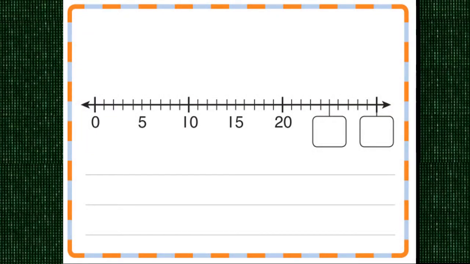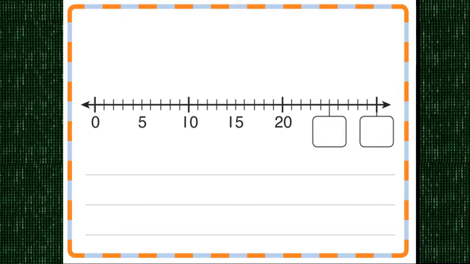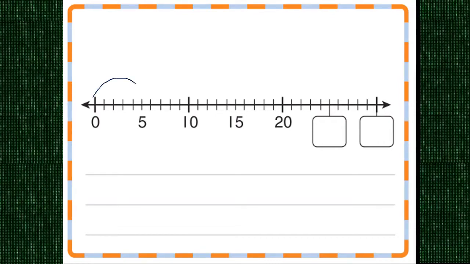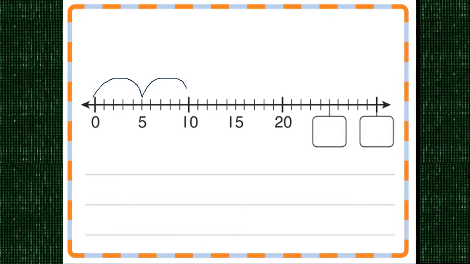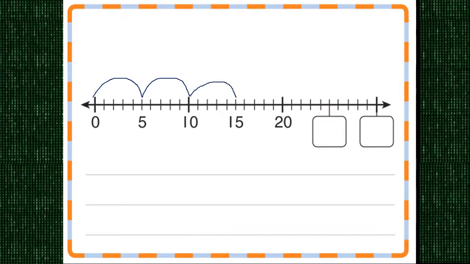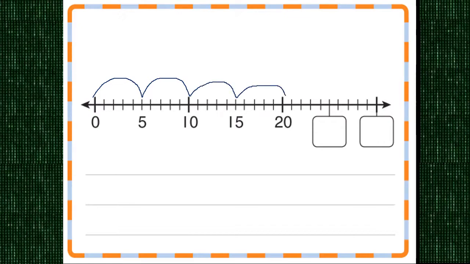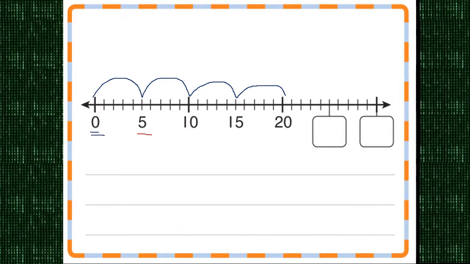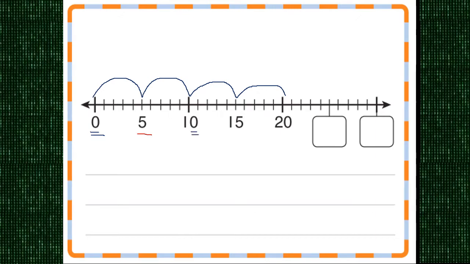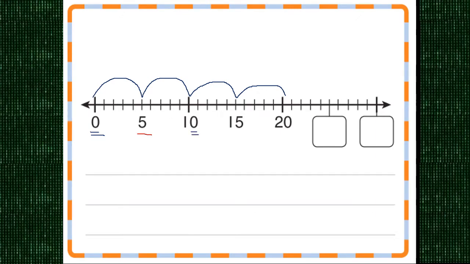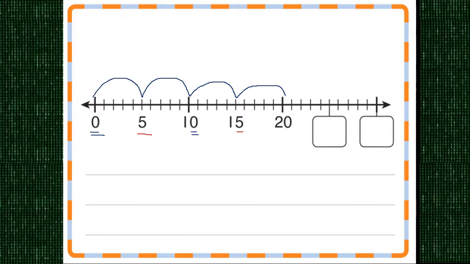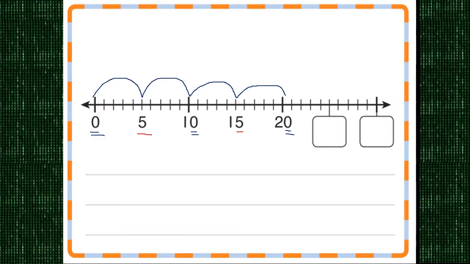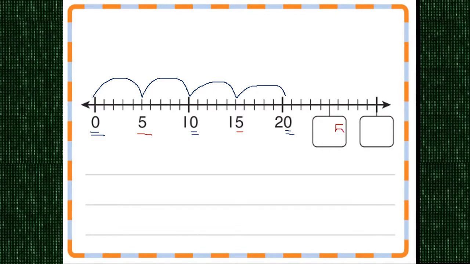So look at this number line here. What do you think the next numbers would be? Let's see. We go 0, 5, 10, 15, 20. Now look at the pattern. We have a 0, and then we have a 5. And then we have a 0 in the ones place, and then we have a 5 in the ones place. And then we have a 0 in the ones place. So next would be a 5.